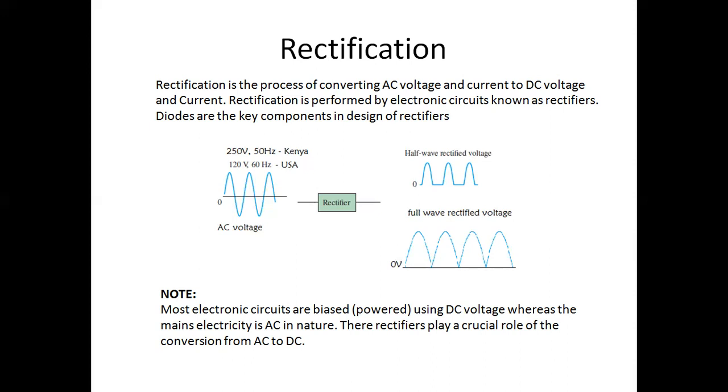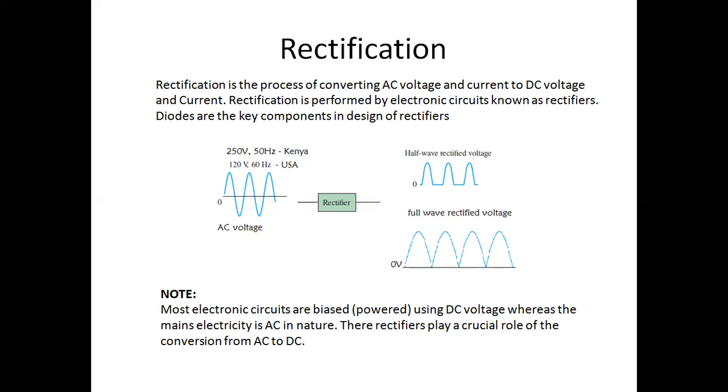However, DC voltage is unipolar, or it has got only one polarity. It is either positive or negative, but not both. So DC is single polarity, AC is dual polarity in time.